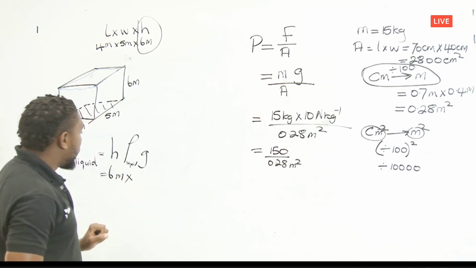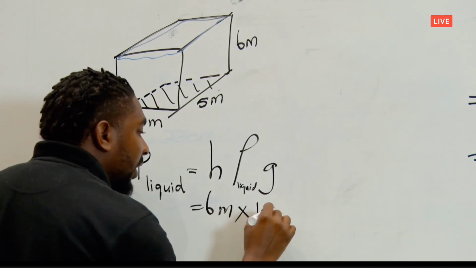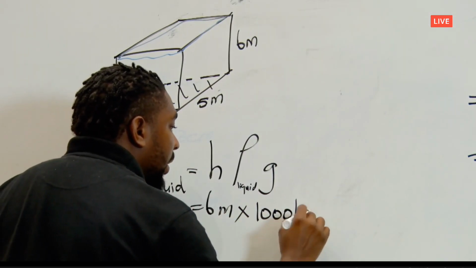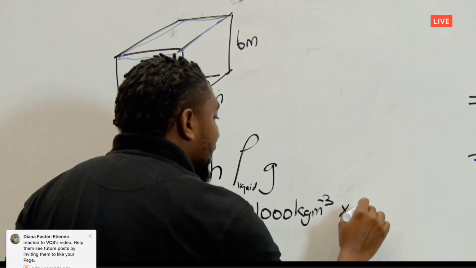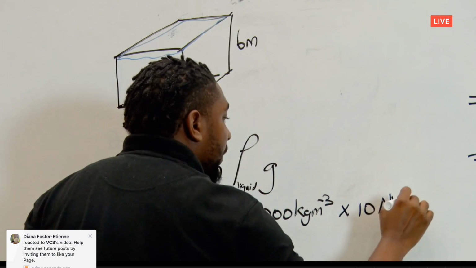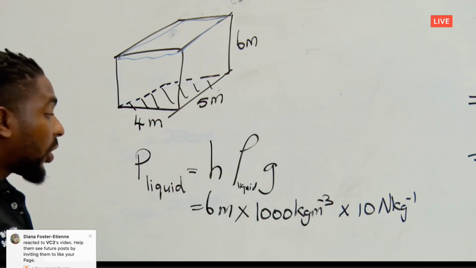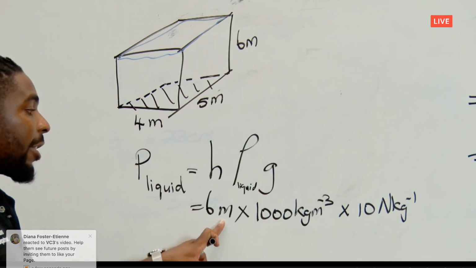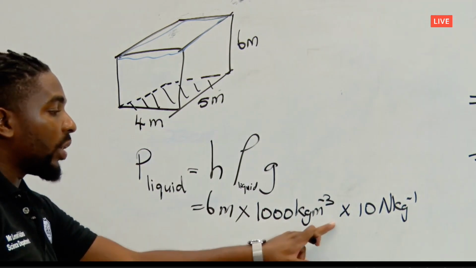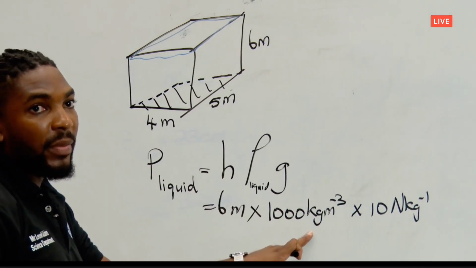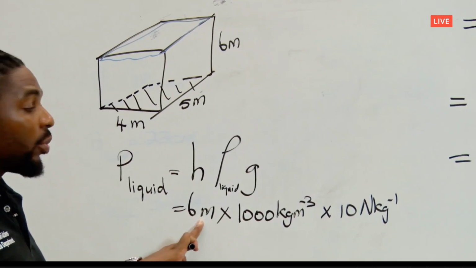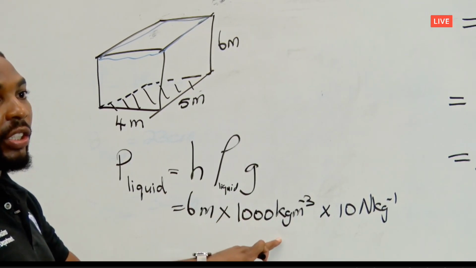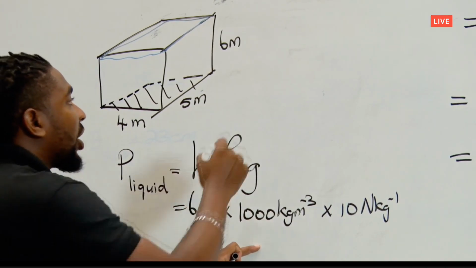Density, because it's liquid, it means that's the height of the liquid, density of the liquid, and gravity. I gave you what the density of the liquid is before. Everybody remember? It should be 1,000 kilograms per meters cube. Good? And then gravity is 10 newtons per kilogram.